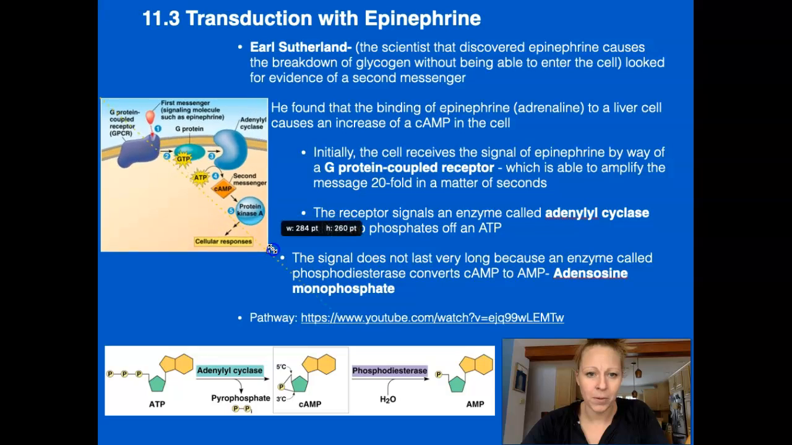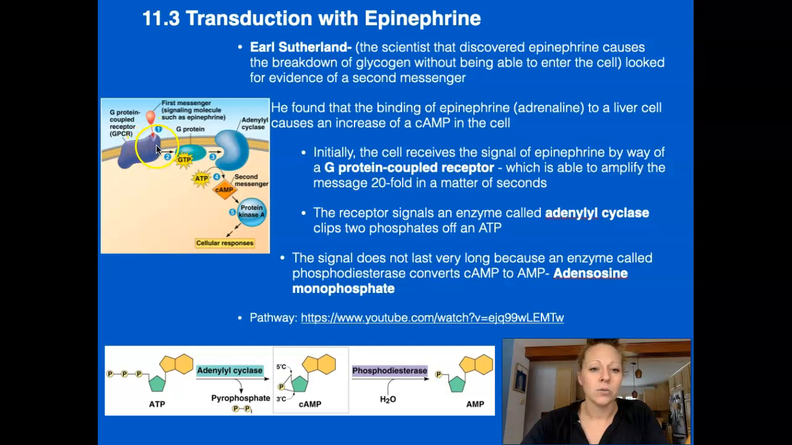Let me make this a little bit bigger. I'm going to cover up that. And we have our first messenger, our adrenaline, or our epinephrine. It's going to bind to our GPCR, and that's going to allow our G protein to interact with our enzyme. And in this case, the enzyme is adenylyl cyclase. And adenylyl cyclase is then going to clip off 2 phosphate groups to create cyclic AMP. So it's going to take an ATP, and it's going to clip off 2 phosphates to make it a cAMP.